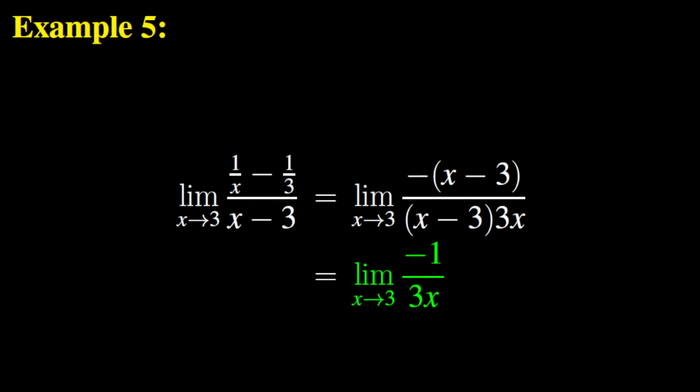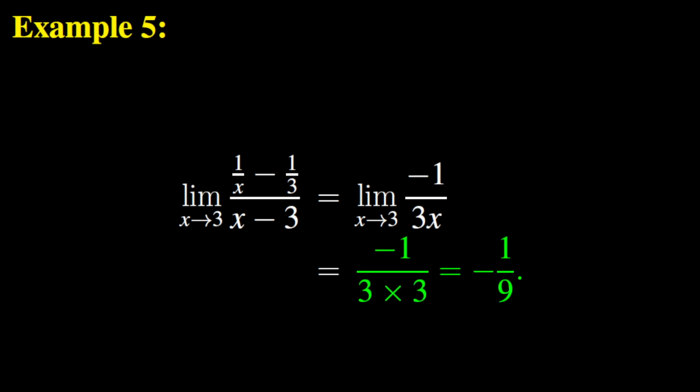This new expression does not have the term that was causing the 0 over 0. We should be able to compute the limit by using the quotient law, by dividing the limit of the numerator by the limit of the denominator. This is the same as plugging the value 3 into the expression. Now that we have fully simplified the expression, we can compute the limit by plugging in 3. So the limit is negative 1 divided by 3 times 3. In sum, the limit is negative 1 over 9.